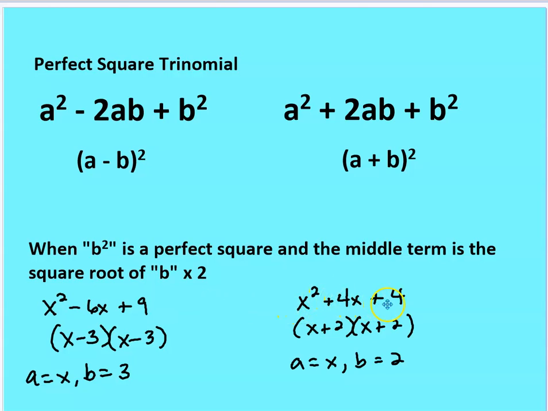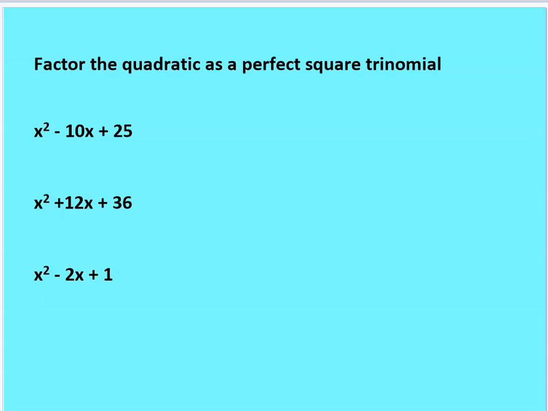And then x squared plus 4x plus 4 is x plus 2 squared. All right, here's my perfect square. So these are both examples of perfect square trinomials. All right, so let's do some work around this. Let's see if you can factor these.